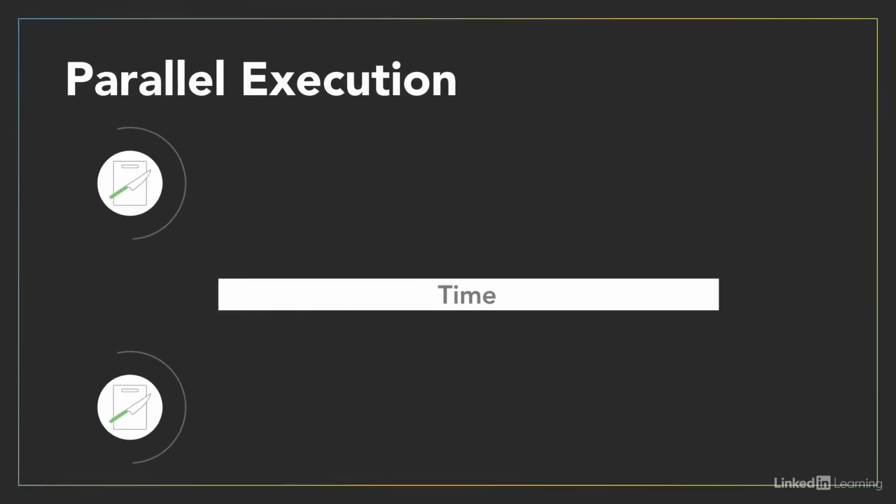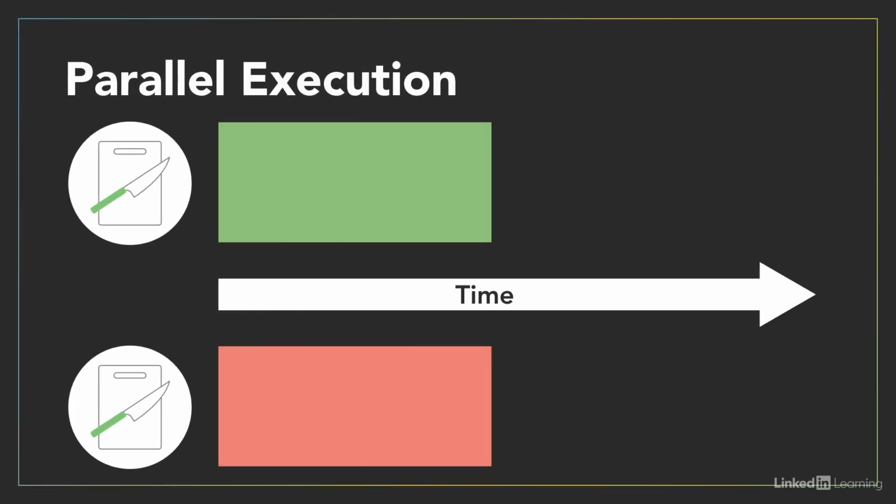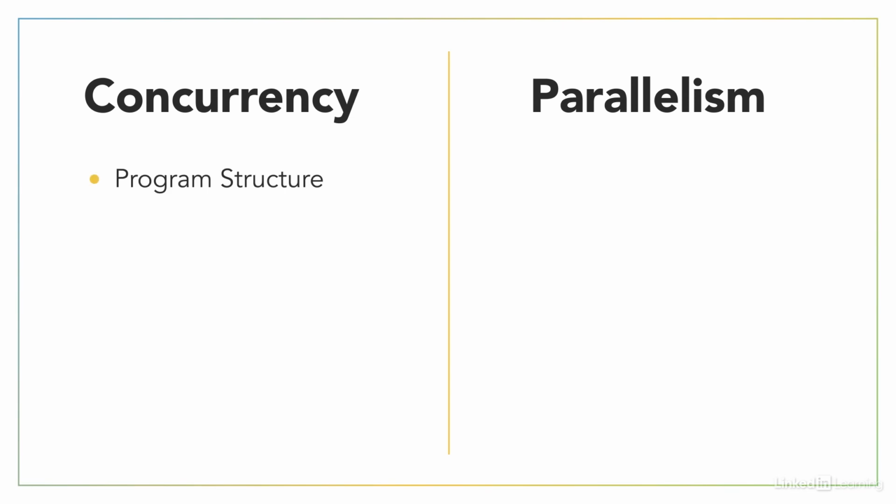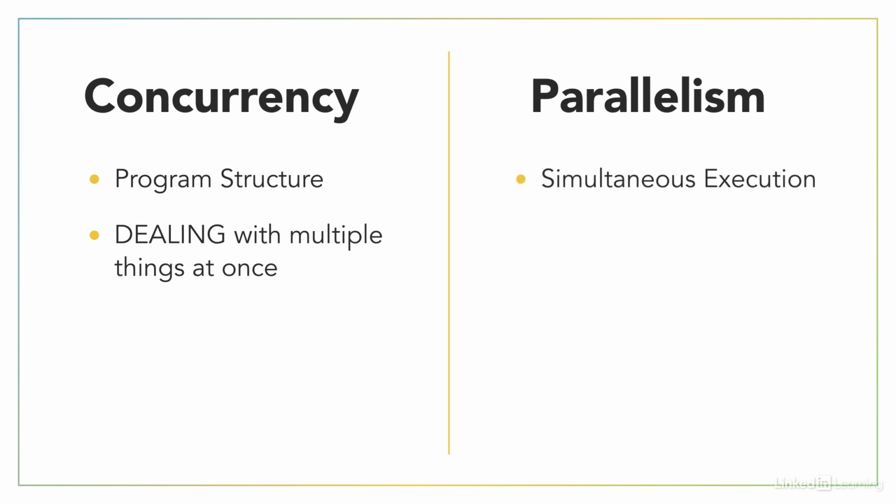Now we're actually executing in parallel because we're both executing at the same time, and as a result, we're able to finish the job faster. Concurrency is about the structure of a program, being able to deal with multiple things at once, whereas parallelism is about simultaneous execution, actually doing multiple things at once.